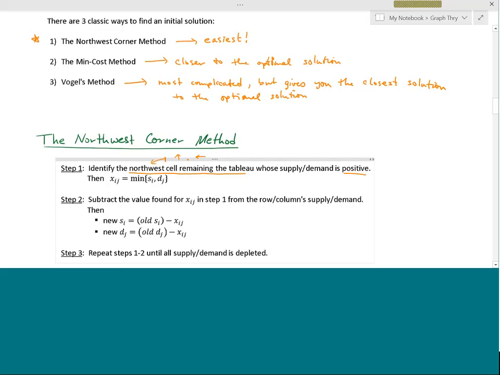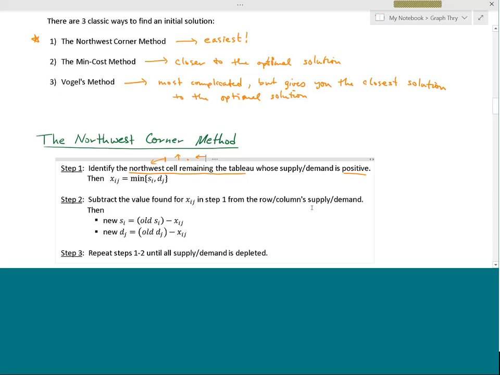Then, what do you do? You set the amount in that cell that you've identified as the northwest cell that's currently in play. You set the value, the amount that's going to be traveled along that edge in the bipartite graph, to be the minimum of however much supply and demand is left in your row and column. And we'll see how to do that in just a second. Now, once you've assigned a value in that cell, you subtract the amount of goods that you've used up in step one from that cell's row and column, from the total supply in that row and column.